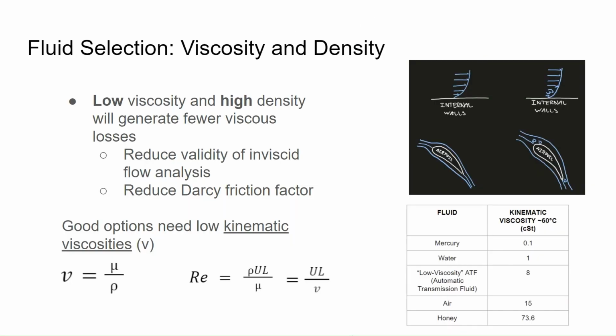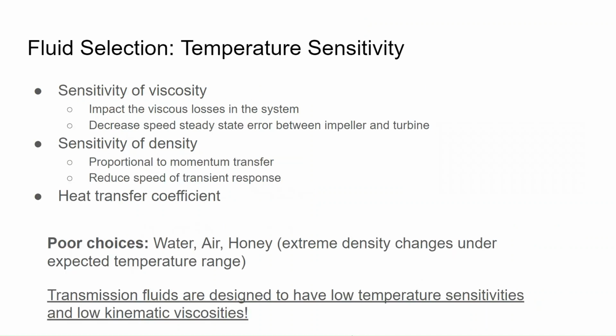In this section, we will analyze how working fluid properties affect the performance of the torque converter. A primary goal of the working fluid is to transfer momentum while limiting shaft power that is converted to thermal energy. This is accomplished by choosing a fluid with a low viscosity and high density, known as a low kinematic viscosity. This quantity is inversely proportional to the Reynolds number, which drives the Darcy friction factor of the system according to the Moody chart. A good working fluid must be designed to be insensitive to a large temperature range.